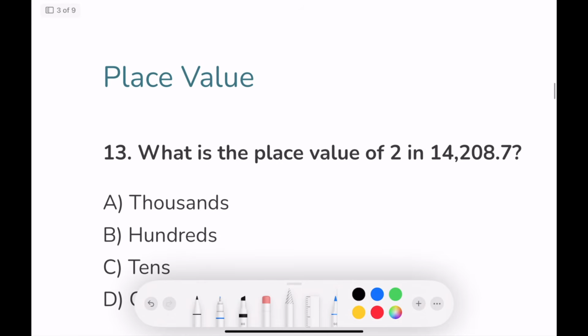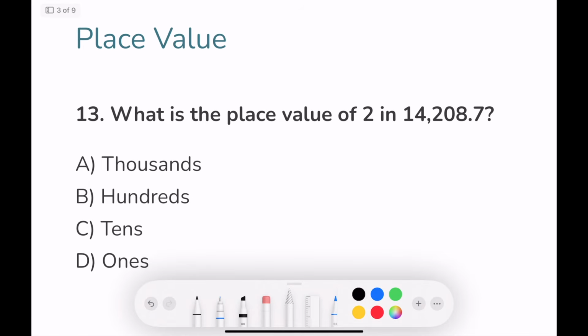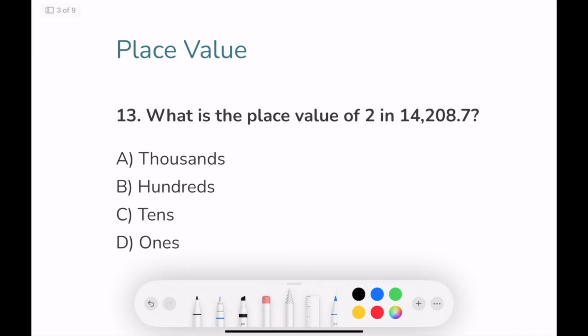Now, let's go into place value, another surprisingly fun math topic. Remember, place value is the value of the place that the number is in. We have ones, tens, hundreds, thousands, 10,000s, all of that good stuff. And if we go to the right on the place value chart, the number gets smaller, so tenths, hundredths, thousandths, and so on. This question reads, what is the place value of 2 in 4,208.7?